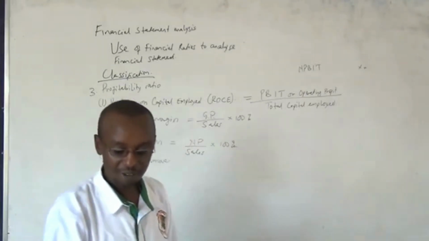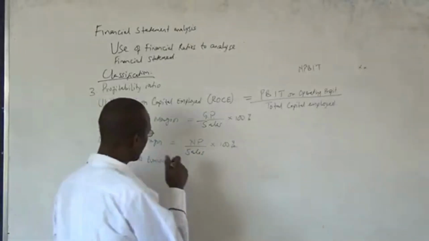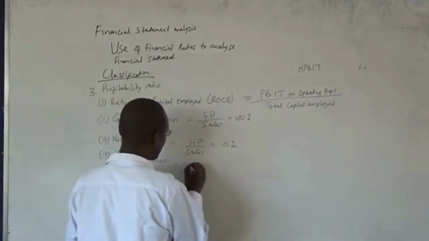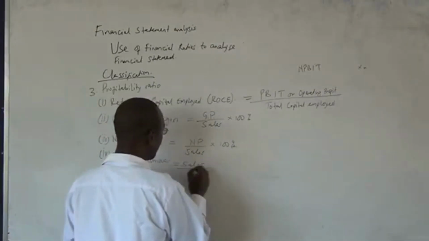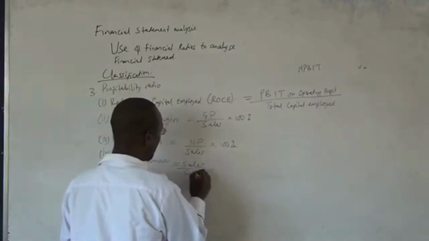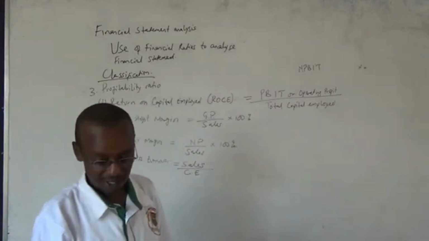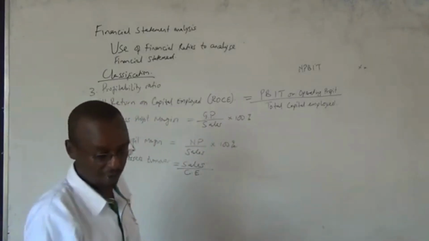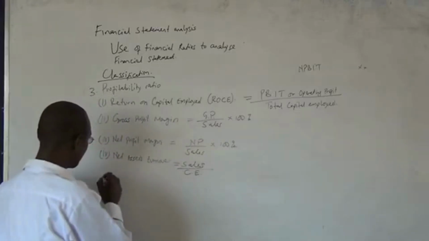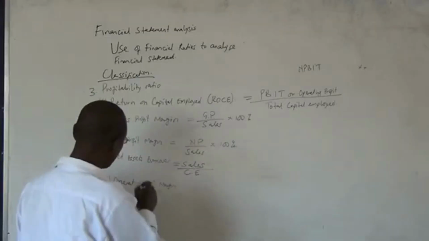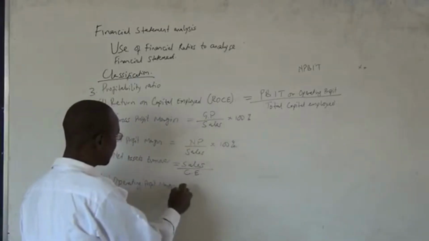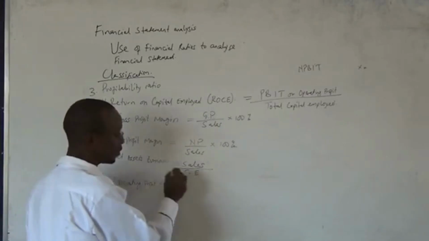So net assets turnover is equal to sales over capital employed. Capital employed, we have seen it. Okay? We have operating profit margin, or operating profit margin ratio.